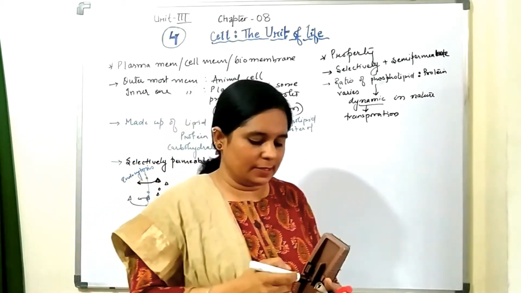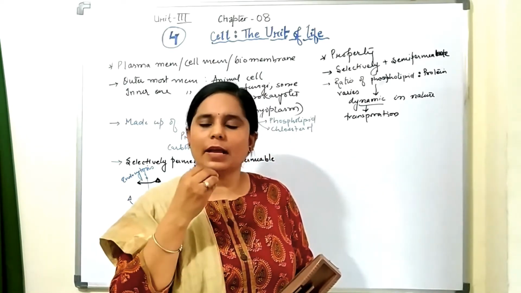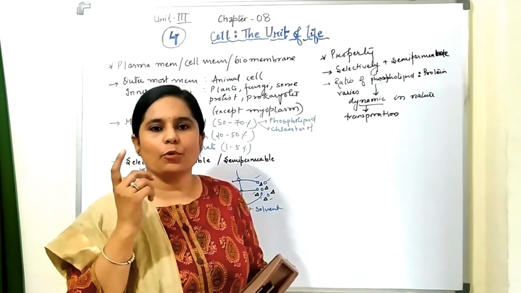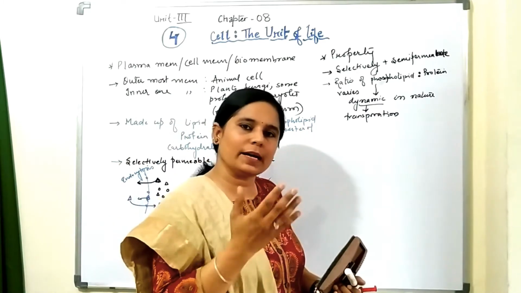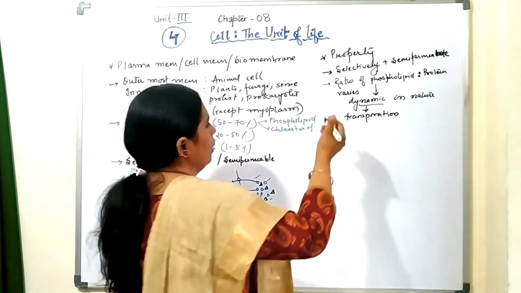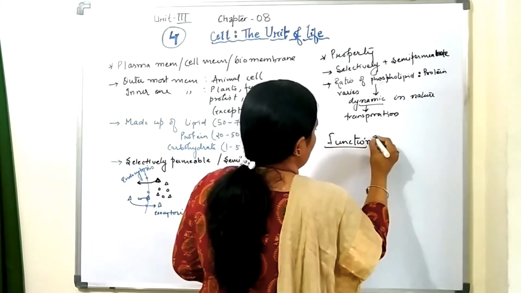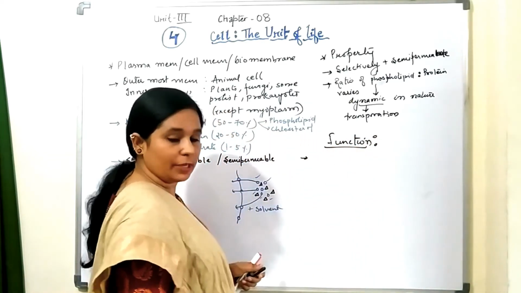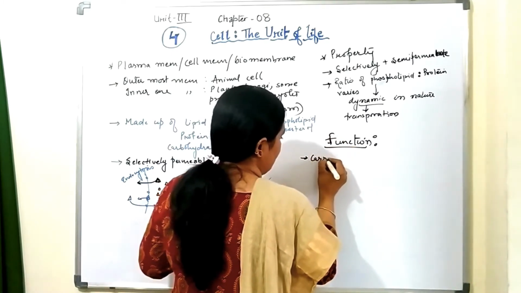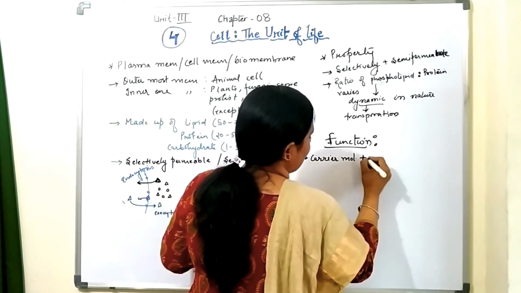If I talk about RBC, WBC, hepatocyte, intestinal cells, any cell, there will be variation in the phospholipid and protein molecules. Okay, so variation keeps happening in both molecules. It depends on cell to cell. Okay, now next is the function. The first function is that these protein molecules are in the form of carrier molecule or carrier protein.